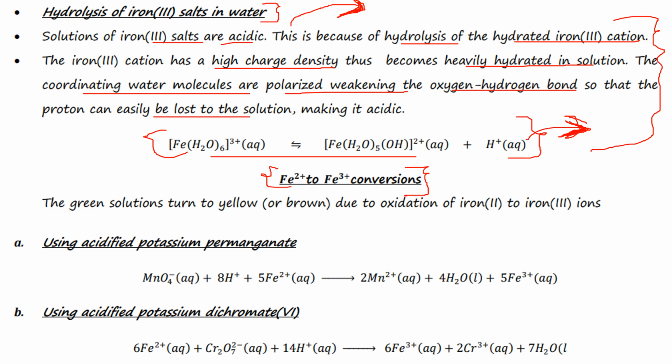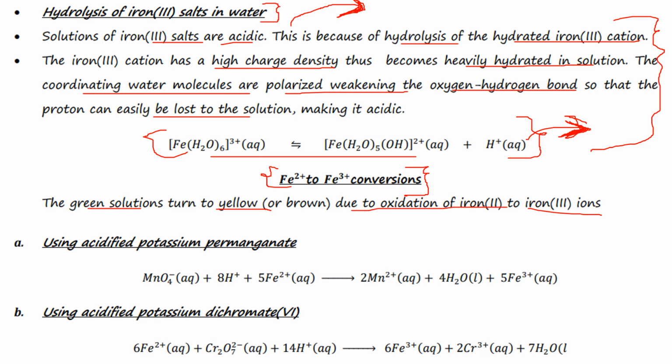So let's first look at conversions of iron 2 to iron 3. The green solution turns to yellow. The green is due to iron 2; iron 2 compounds are green in nature, while yellow or brown is for iron 3 compounds. So green solutions turn to yellow whenever you are converting iron 2 compounds to iron 3, and this is due to oxidation of iron 2 to get iron 3 compounds.